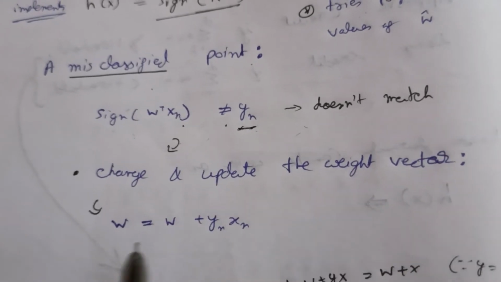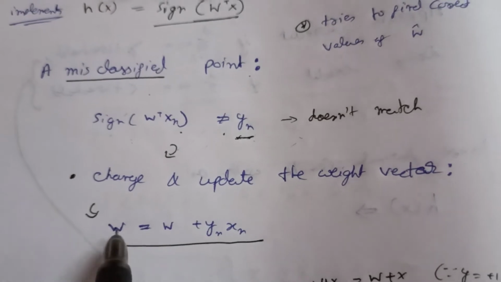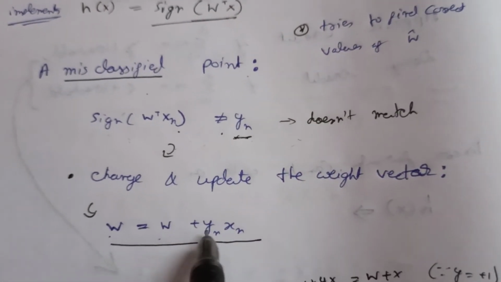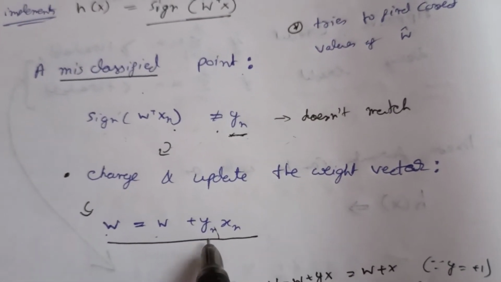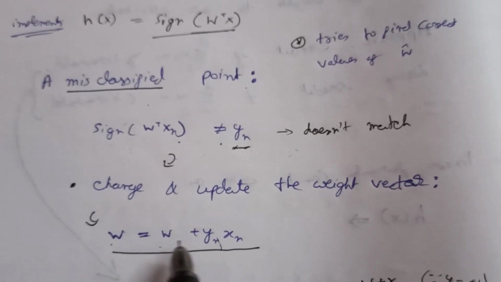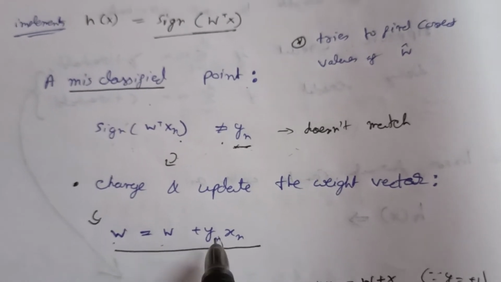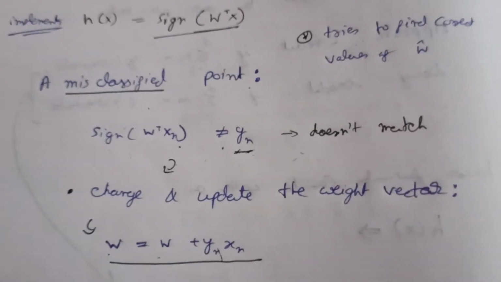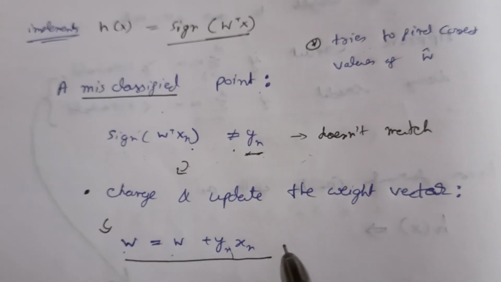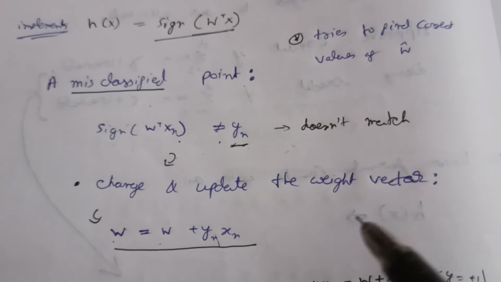So what is the weight vector? W. How do we change it? W becomes w plus yn xn. Why we do this, I will describe to you soon. So we just update the weight vector by w plus yn xn. How many times do we do this? We do this until we get a satisfactory result. That is the basic PLA algorithm, which we are going to show you soon.